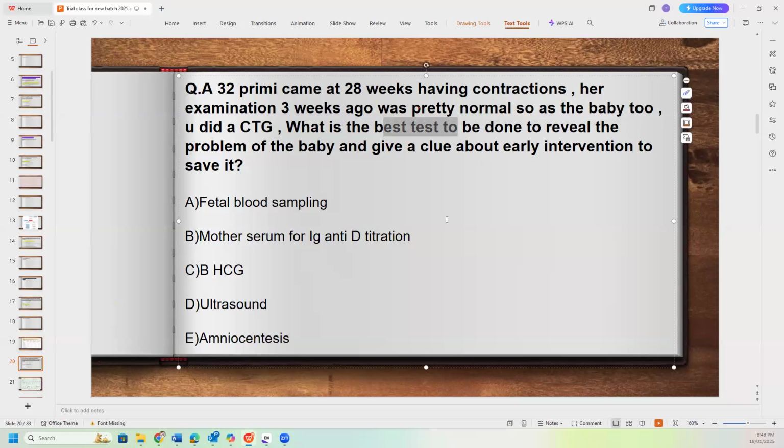Look how the wording changes the answer of the question. So they're asking you about the best test that will give you information about whether the fetus is in distress or not. Is it clear, guys?